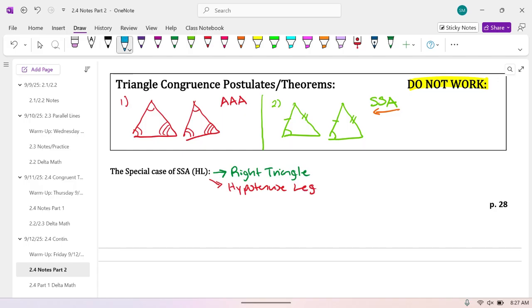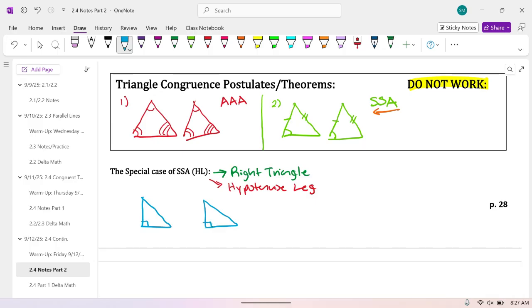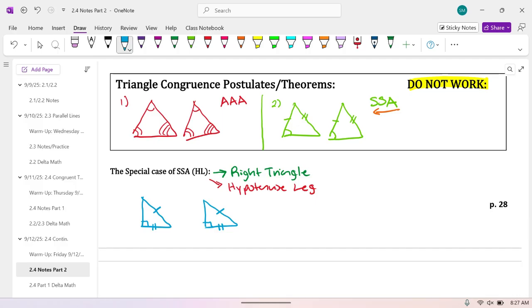And what that looks like is that if I have two right triangles, if the hypotenuses of the two triangles are congruent and at least one of the legs is congruent, then the triangles are congruent. The reason is that a right triangle will always have a 90-degree angle. So that would be the congruent angle here.